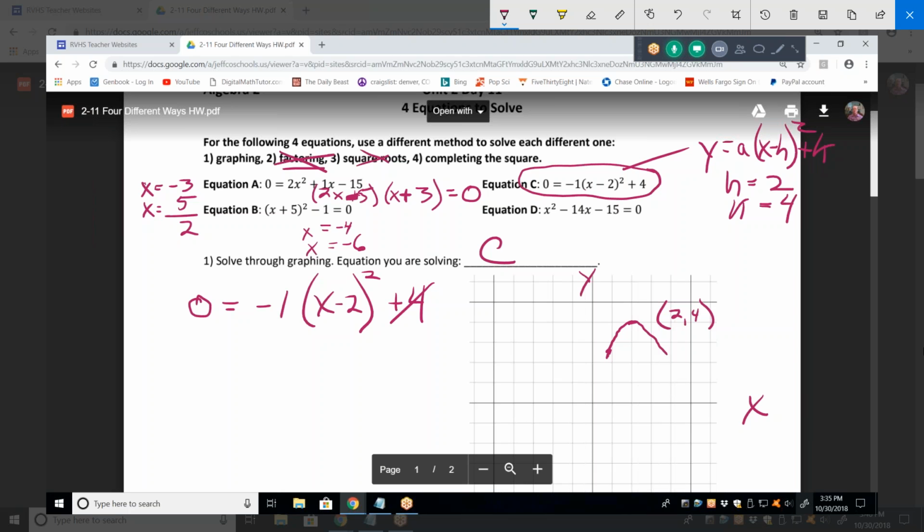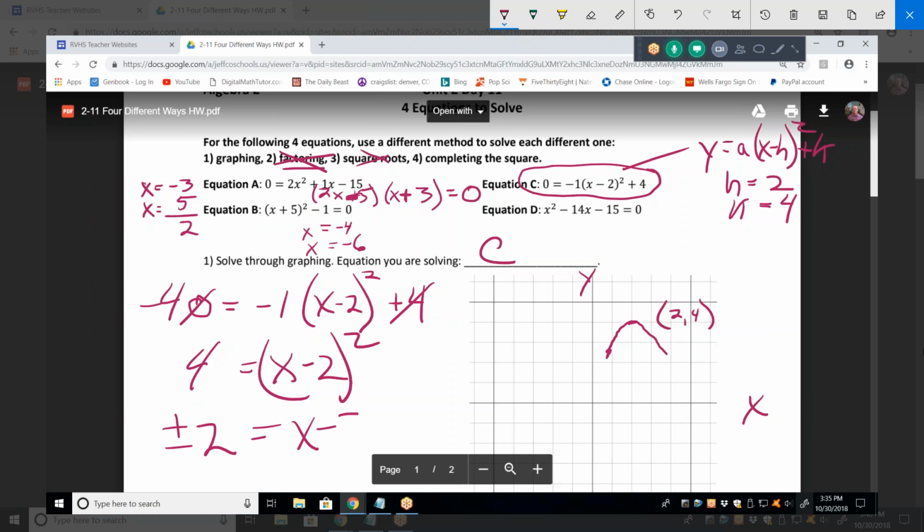So minus 4. Divide both sides by minus 1. And now how do I solve that? Take the square root of both sides, so plus or minus the square root of 4, which is 2, equals x minus 2. Perfect. Now solve it. Give me both spots. Plus 2 on both sides. So what are my 2 solutions?